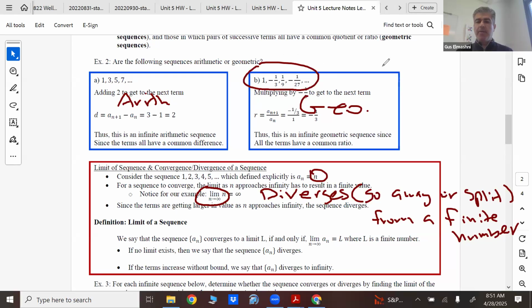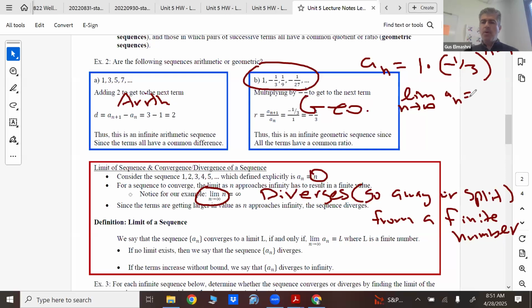So what's my formula here? If I write this as a general formula for part B, what's my first term? And what am I multiplying by over and over again? N minus 1, right? We talked about that. So if I were to take the limit of that sequence as n approaches infinity, what do you think it would converge to?